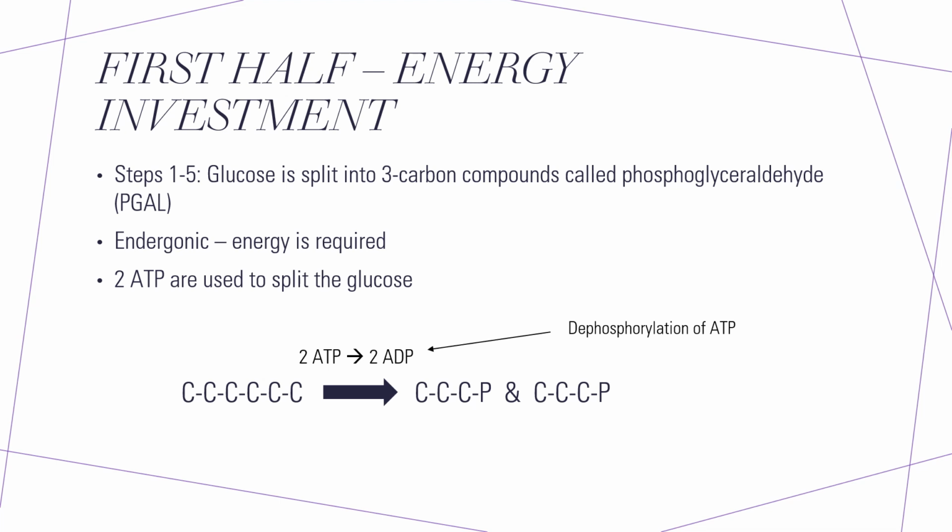These terms might be a little confusing, but basically the ATPs each lose one of their 3 phosphate groups and turn into ADP, or adenosine diphosphate. So triphosphate becomes diphosphate. The phosphate groups that are detached from their ATPs get reattached to the new 3 carbon compounds formed by the splitting of glucose. That's why they're called phosphoglyceraldehyde. The phosphate has been added.